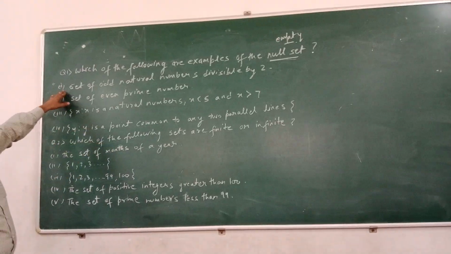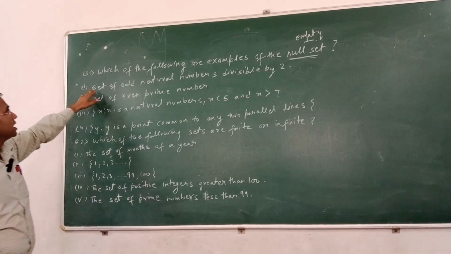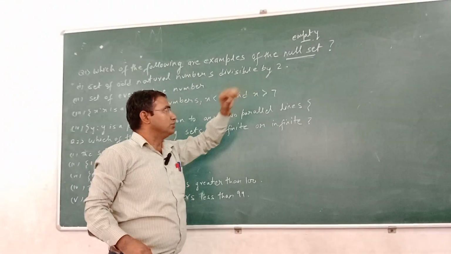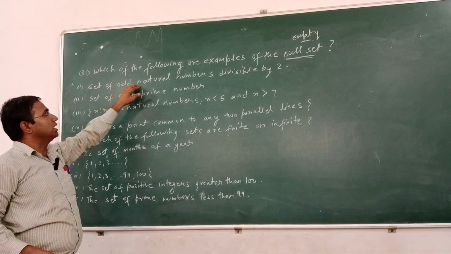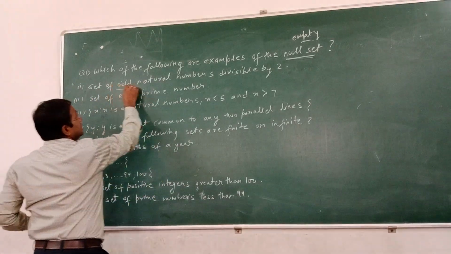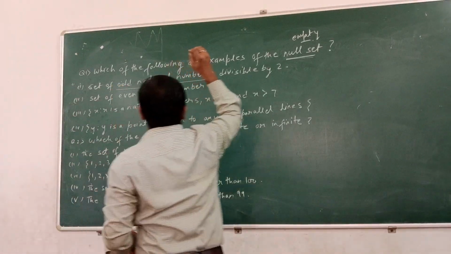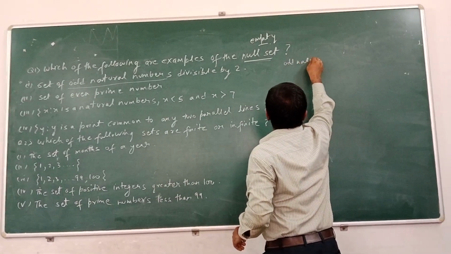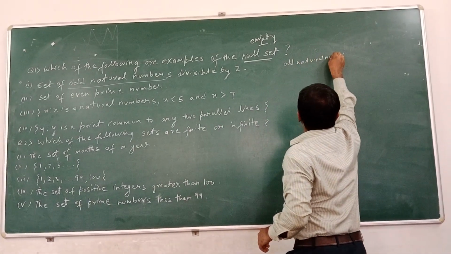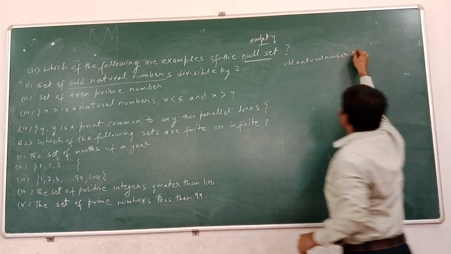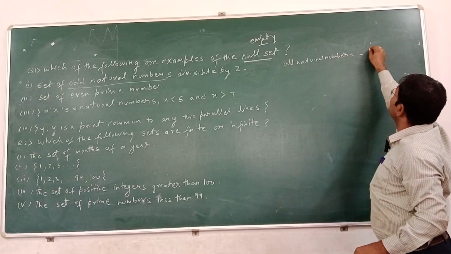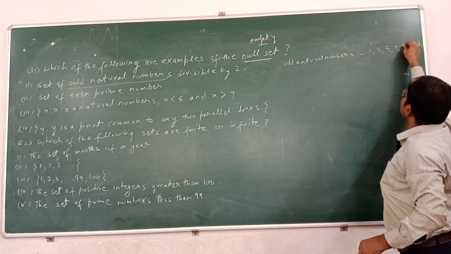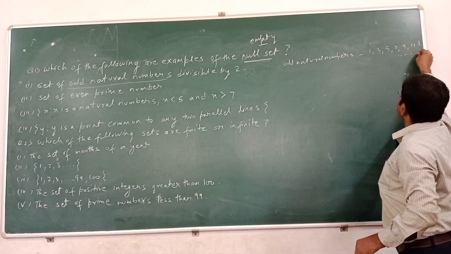Now see what the first example is saying. Set of odd natural numbers divisible by 2. See what the question is saying. Set of odd natural numbers. What is an odd natural number? If we talk about odd natural numbers, then we will write 1, 3, 5, 7, 9, 11 and so on, हैं ना?